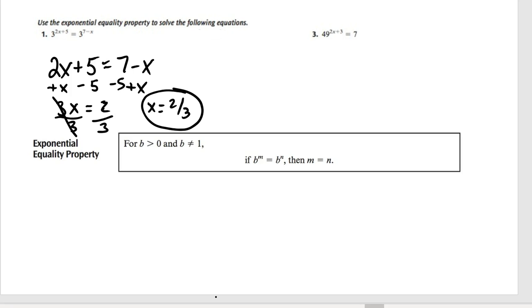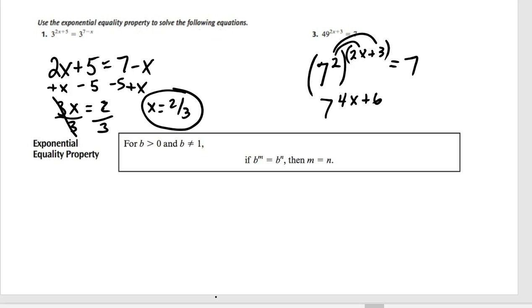Our next problem, though, is not so straightforward because we don't have the same bases on both sides. But 49 we know we can write as a base 7. 7 squared is 49. So I can replace 49 with 7 squared. Now we know that when we have a product raised to a power, we simply multiply. So we're going to distribute that 2, just as if it were multiplying 2 on the outside times 2x plus 3.